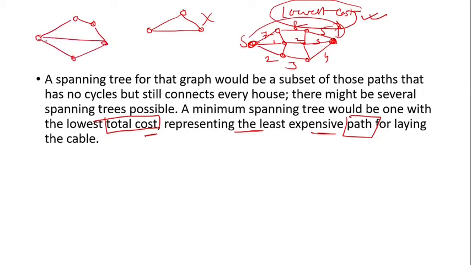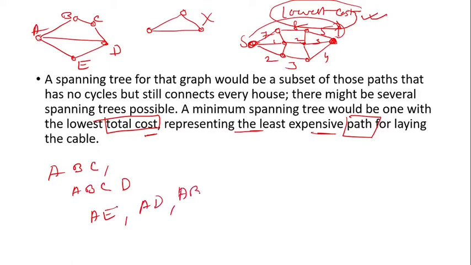Okay, so A, B, C, D, E. Which are the paths? Path may be A, B, C. This is one path. A, B, C, D is another path. A, E may be one path. Then AD also is a path, and AB is also a path. So these are all paths.